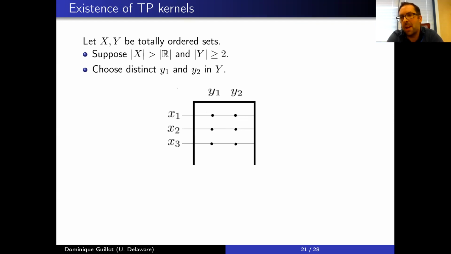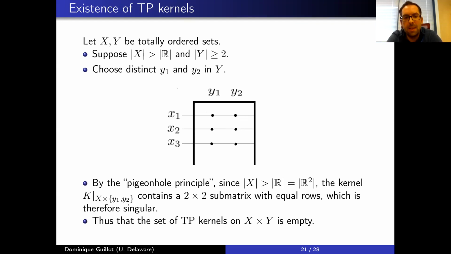So that's a bit of a strange observation, but because of that, if the cardinality of at least one of the sets is bigger than the continuum, there are no TP kernels on X times Y. So this set is just empty. And therefore, the problem I'm asking, to characterize the composition operator, is just trivial in that case.